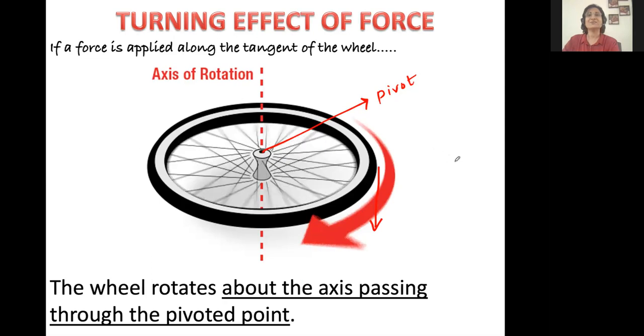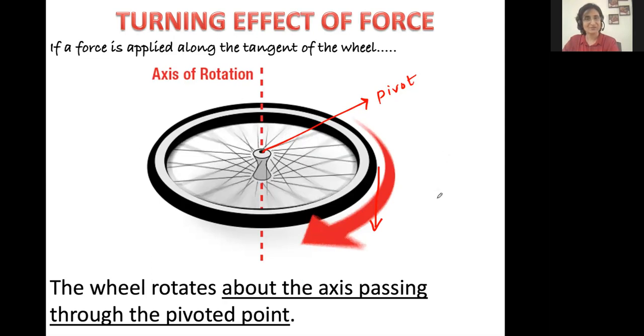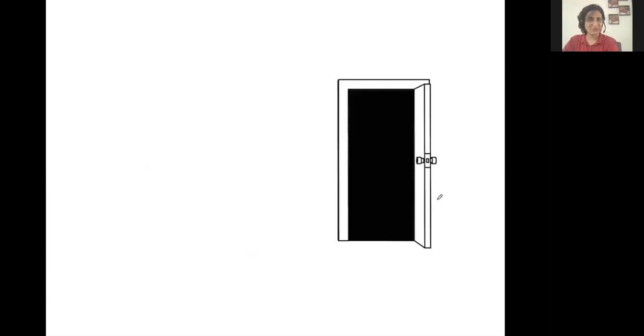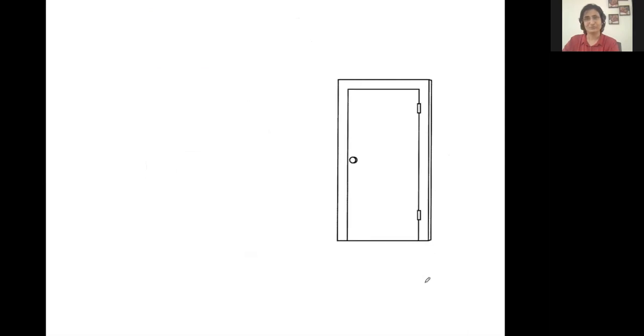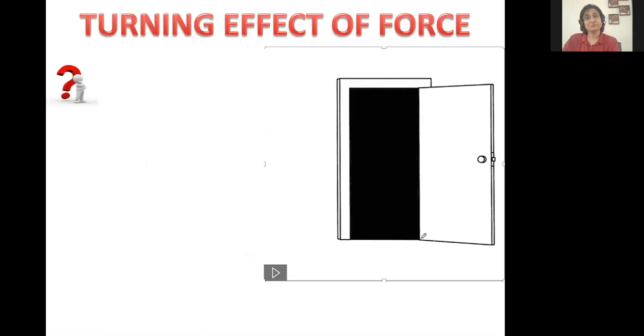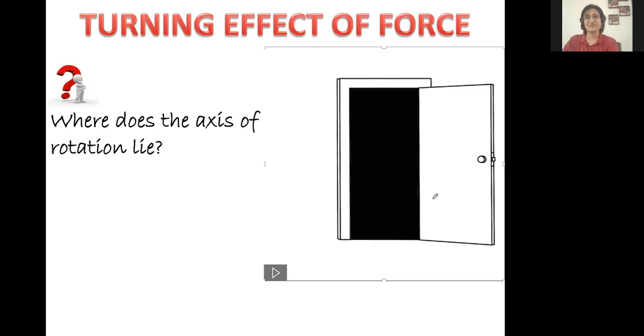So this is the topic of our next session. But before we move on to the next session, I have a small question for you. We see rotation motion when we open the door or shut the door. So this is the turning effect of force on the door. So the question of the session is, where does the axis of rotation of the door lie? Yes? So until we begin the next session, think about it.